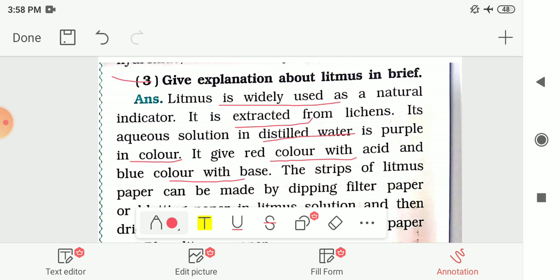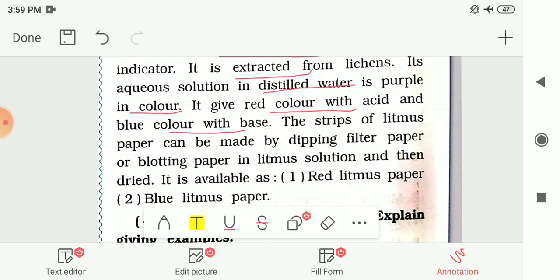As we had seen, the litmus paper will turn blue litmus paper into red. So this solution of litmus will give red color with acid and blue color with the base. And we are getting this litmus from the lichens. It is the natural indicator and it is widely used. People prefer this litmus solution or litmus paper. Nowadays small strips are also available, so people are using litmus strips or litmus papers.